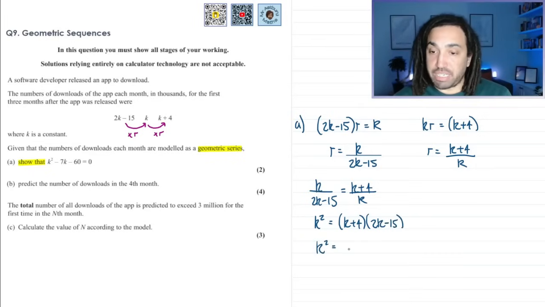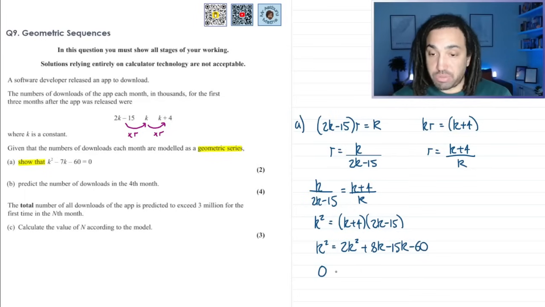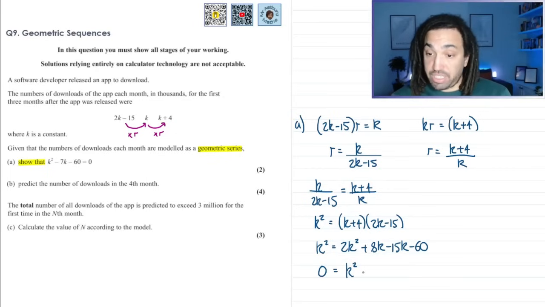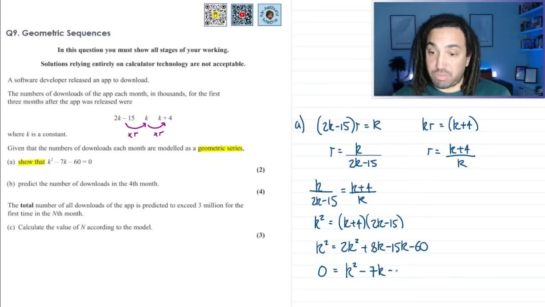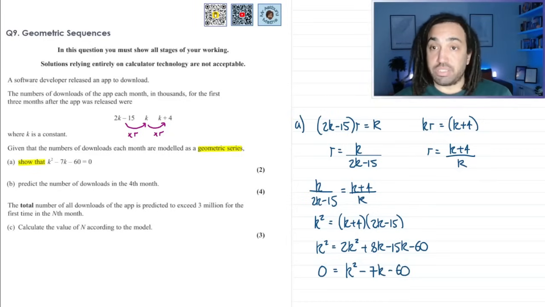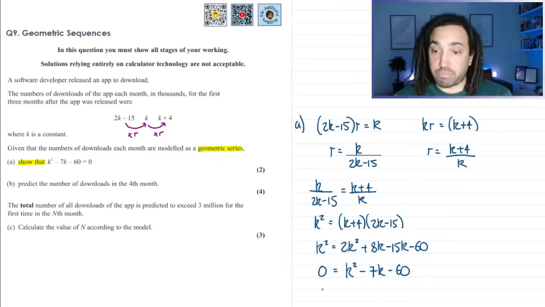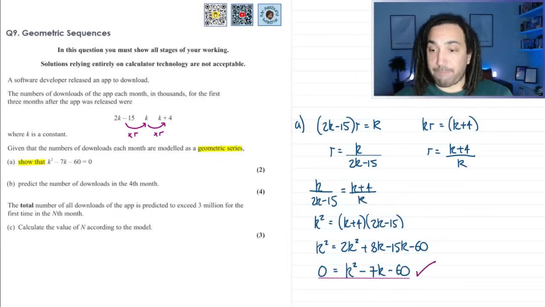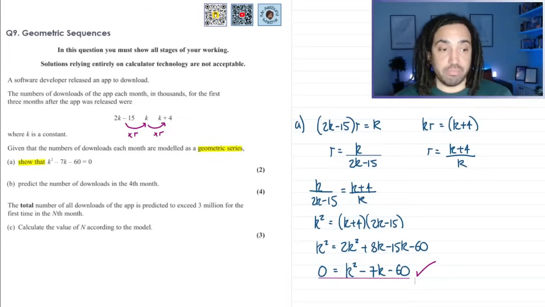We can expand out these brackets to get 2k squared plus 8k minus 15k and minus 60. And then we can set this equal to 0. So bring the k squared over, so subtract it from 2k squared. 8k minus 15k is minus 7k, and then we've got minus 60 at the end there, and that is as required, so that is an immediate bosh. Lovely. Right, on to part B.